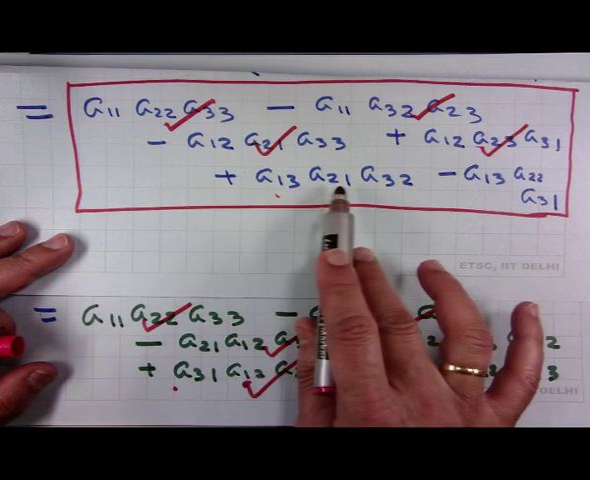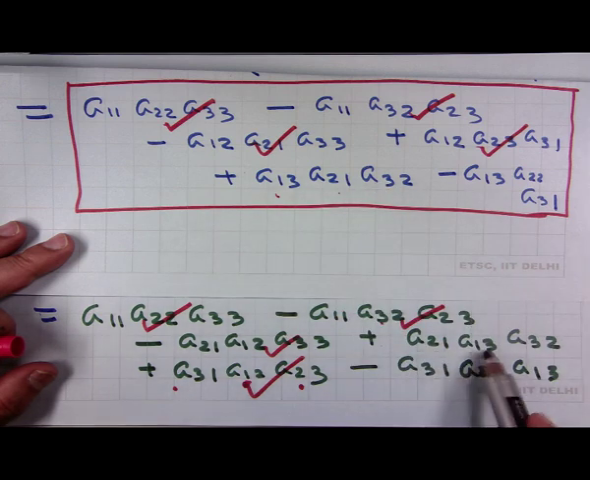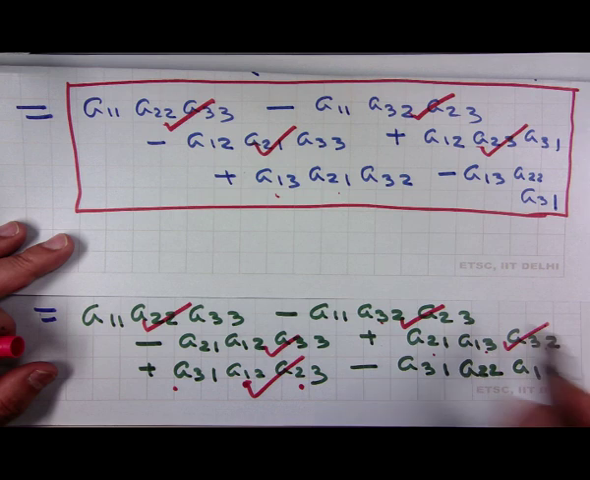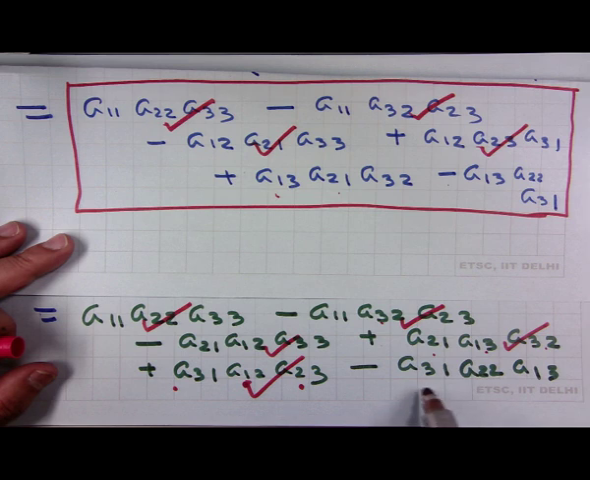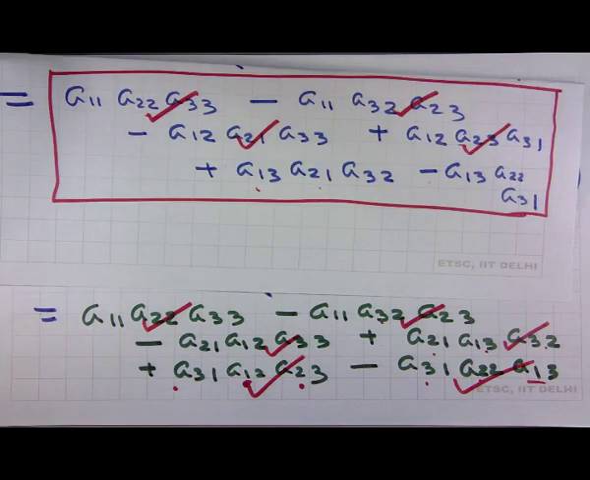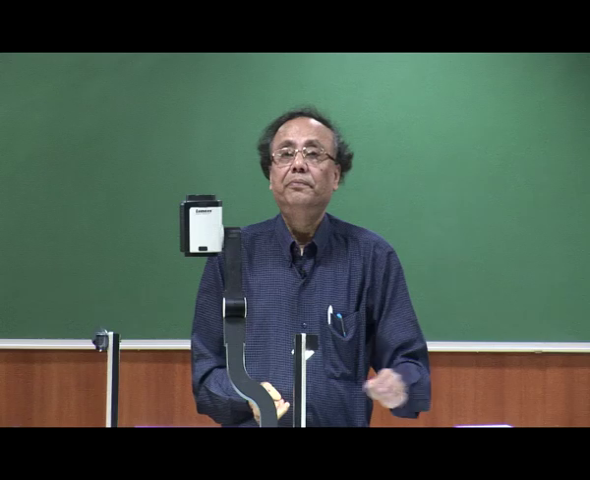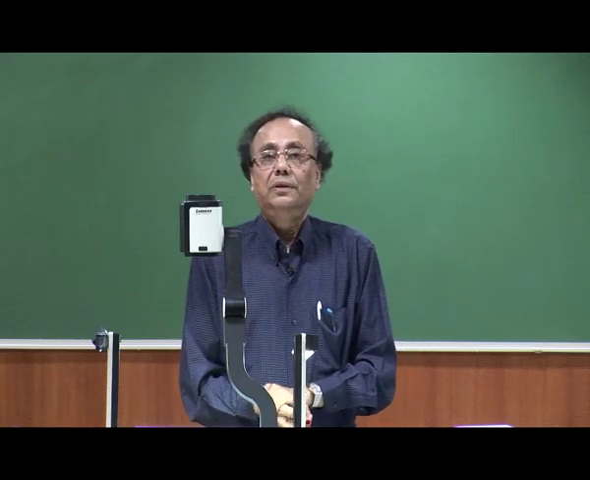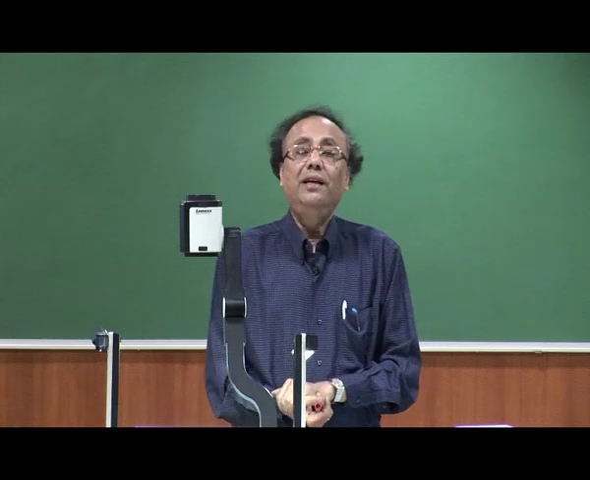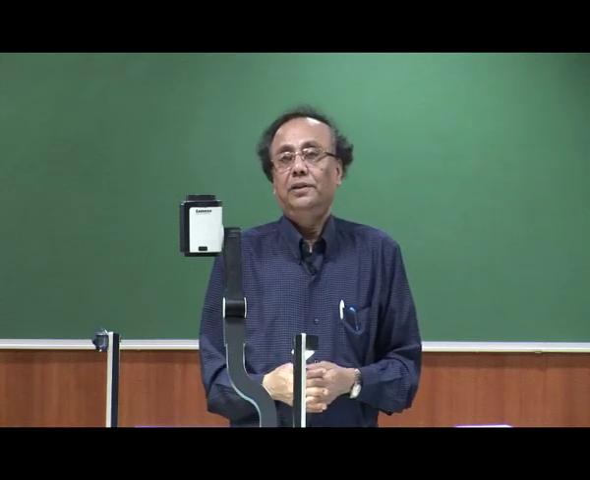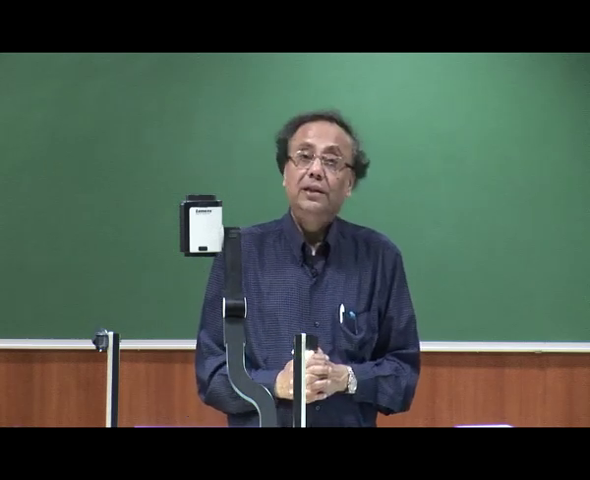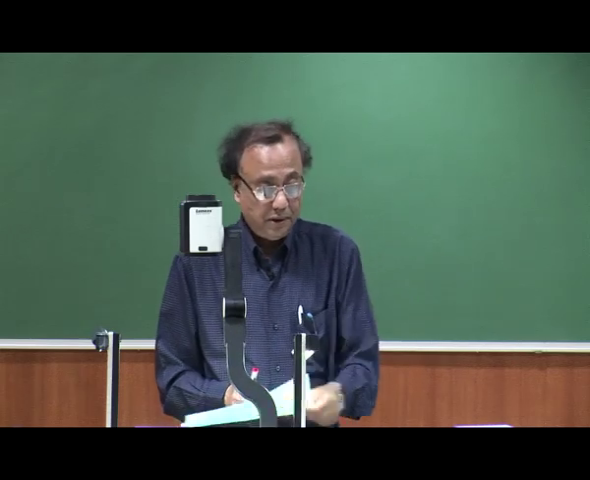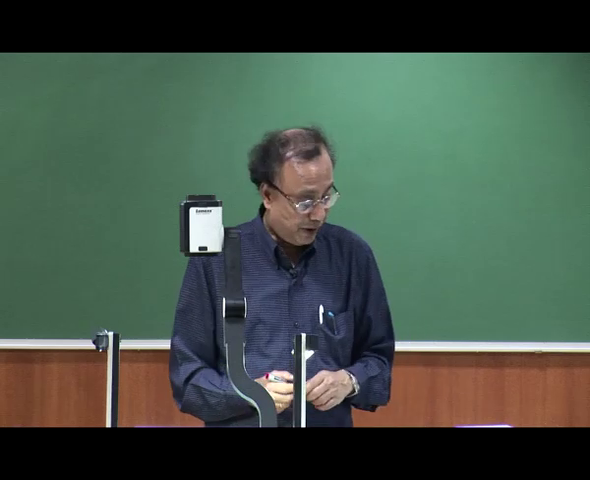plus a13 a21 a32 and minus a13 a22 a31. Therefore, the terms are same with the proper sign, same sign, and therefore, the determinant of A is same as the determinant of A transpose. This is property 1.